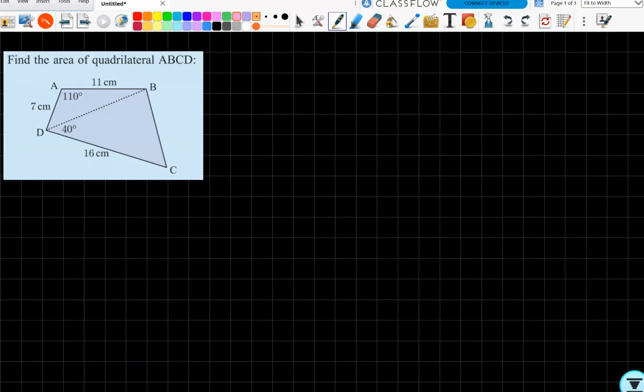Simple question that we have here. Find the area of the quadrilateral. Right, here's your clue: area. One of the first things that you should then be looking at is, what is my area formula?